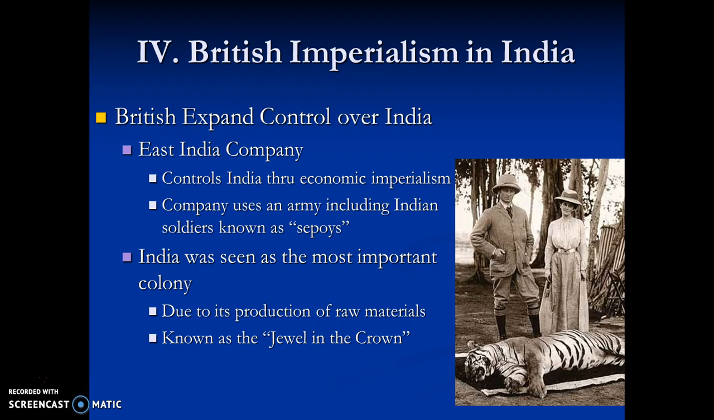India was seen as the most important British colony due to its production of raw materials. It became known as the jewel in the crown because it is the most important colony of Great Britain.